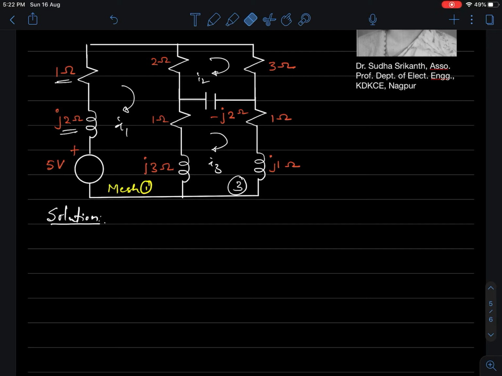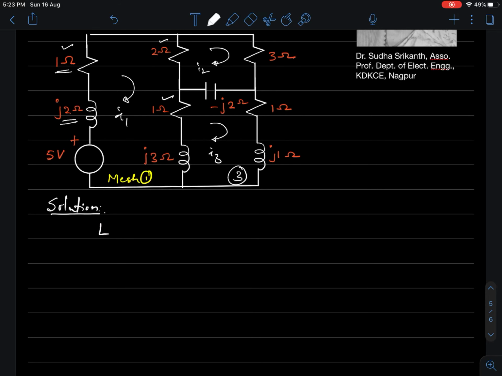If we look at mesh 1, we can see 1 ohm resistance here, 2 ohm resistance here, another 1 ohm resistance here. They are all real parts which can be added up. So that comes out to be 4 ohms. Plus we have to now collect the imaginary parts. What are the imaginary parts? We have one here, J3, another one here, that is J2. That adds up to J5. So 4 plus J5 into I1. This is Z11. We have to bear it in mind. Okay, we need not write it, but we have to bear it in mind.